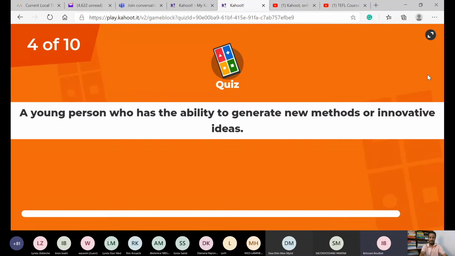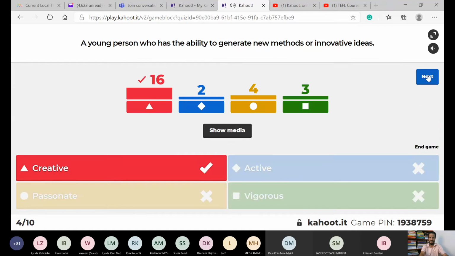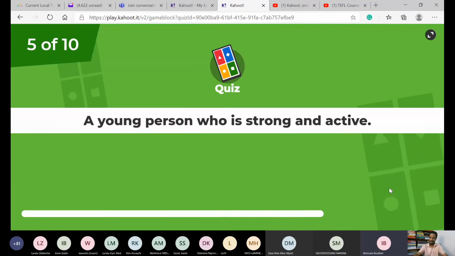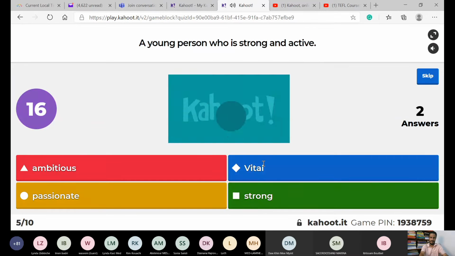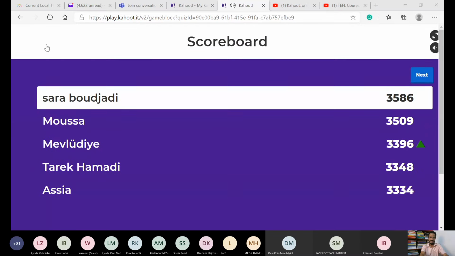The next question, a young person who has the ability to generate new methods or innovative ideas is creative, passionate, active, or vigorous. So quickly, guys. Creative, yes. Wonderful. 16 right answers. Sarah is still in the first place. Great. Okay, a young person who is strong and active, ambitious, vital, strong, and passionate. Okay, great. Sarah is still first. Yes, wonderful. Next.